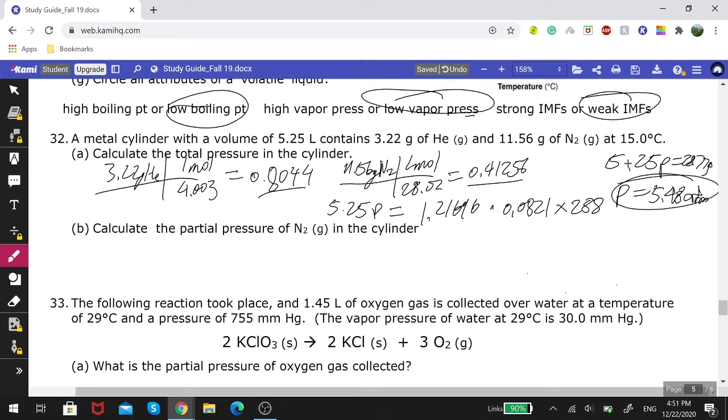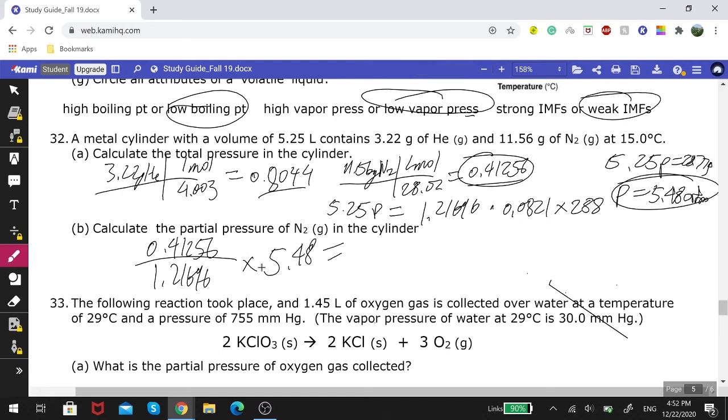Calculate the partial pressure for N2 in the cylinder. Okay, so that is moles of N2, which is 0.41256, divided by total moles, which is 1.21696, multiplied by total pressure, which is 5.48. That should give us about 1.86 atmospheres.